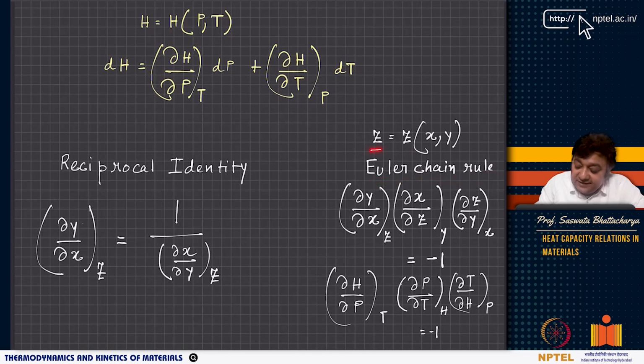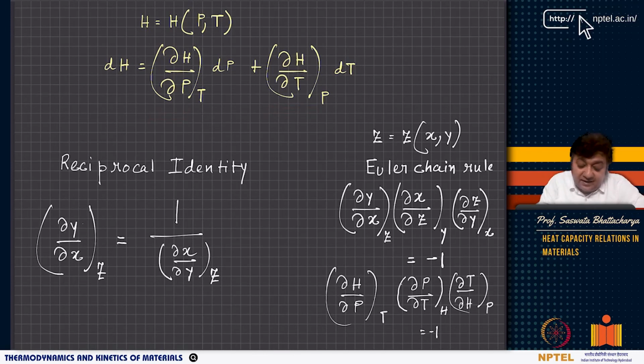If z is a function of x and y, you can write and you can prove that del y del x at fixed z, del x del z at fixed y, del z del y at fixed x. As you can see, this is a chain rule. Now, you see here there is a del z, a del x, a del y, and this is equal to minus 1. You can use this identity, this Euler chain rule, in many places. Please try to prove this. This is very important.